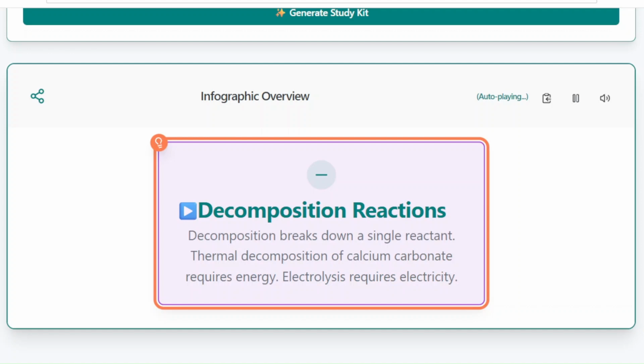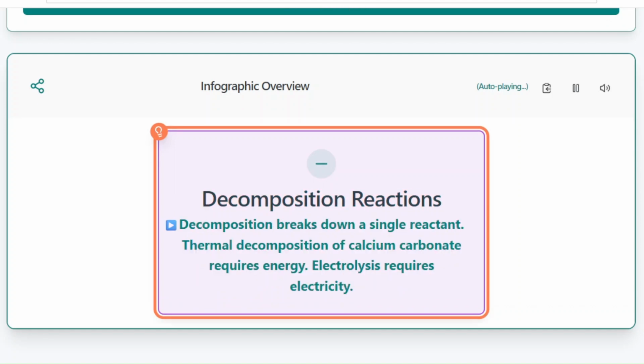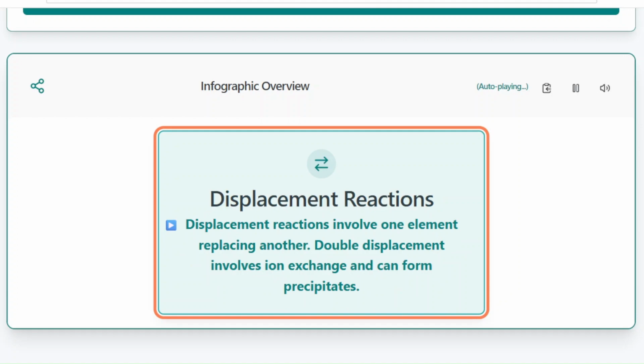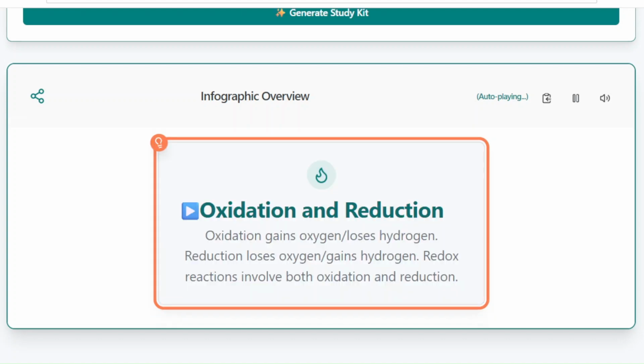Decomposition reactions. Decomposition breaks down a single reactant. Thermal decomposition of calcium carbonate requires energy. Electrolysis requires electricity. Displacement reactions. Displacement reactions involve one element replacing another. Double displacement involves ion exchange and can form precipitates.